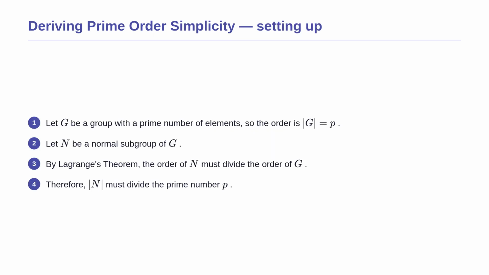Let us apply Lagrange's theorem to prove that any group with a prime number of elements is automatically a simple group. This chunk of the proof is setting up our basic variables. We start by setting the order of our main group G to be a prime number, which we call P. Next, we introduce a normal subgroup called N. According to the theorem we just saw, the size of N must be a perfect factor of the size of G. This means the mathematical order of N must divide our prime number P without leaving any remainder. This setup is crucial for what comes next.